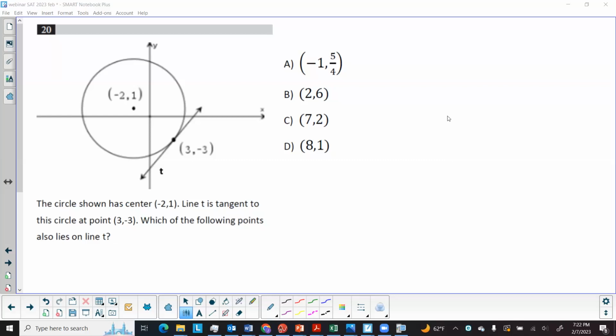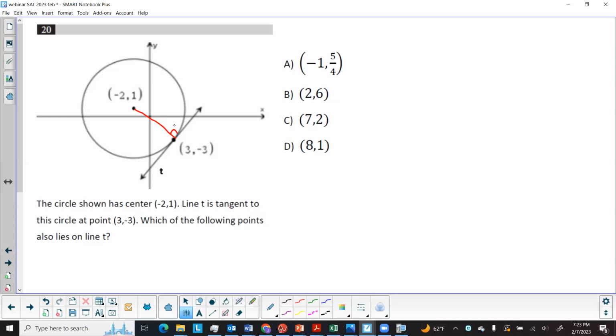So in the chat window, how did you all solve this one? Oh, okay, so perpendicular slope. I'm thinking you saw that that was 90 degrees. That's part of the definition of a tangent line, I believe.